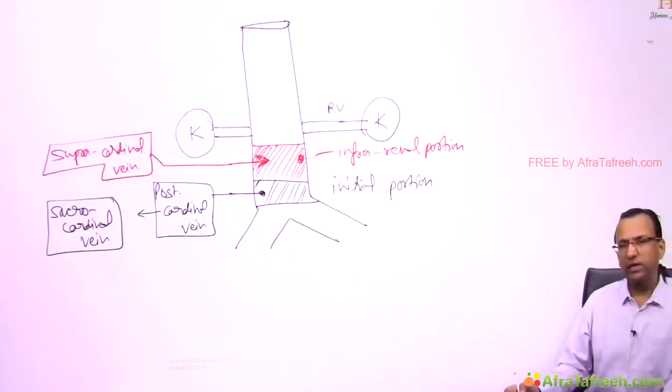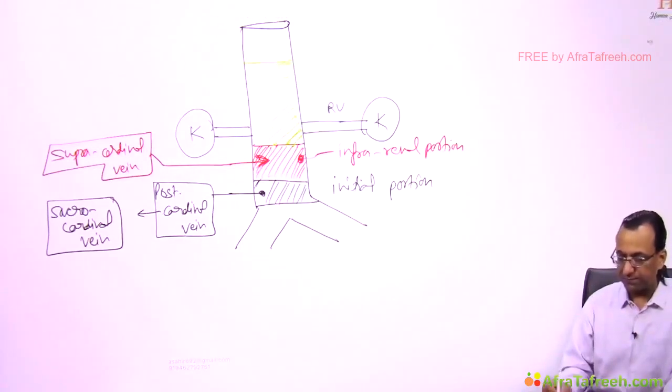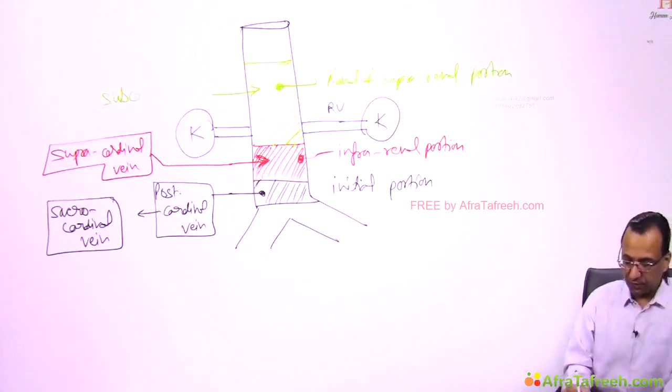Then what about the renal and suprarenal segment? If you are talking about the renal, or maybe the suprarenal, this area, this is the renal and suprarenal portion of the inferior vena cava, and that was contributed by the subcardinal vein. Subcardinal vein on the right side? Yes, the subcardinal vein on the right side.